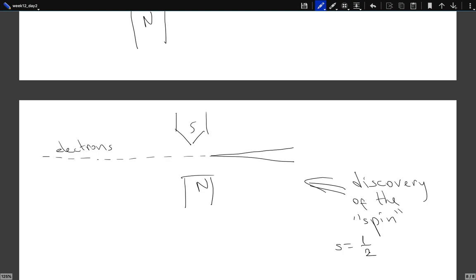No, you see, here, let's say, it measures the component of spin in this direction. Put another setup which measures the component of the spin in this direction.